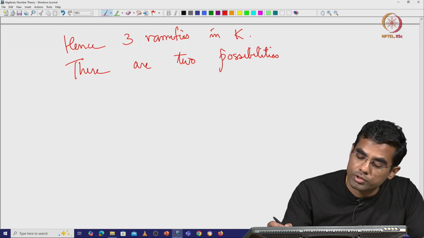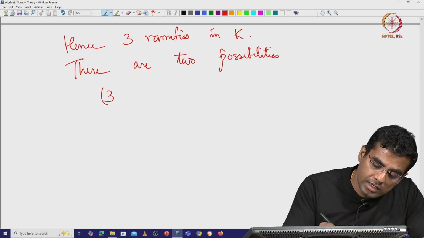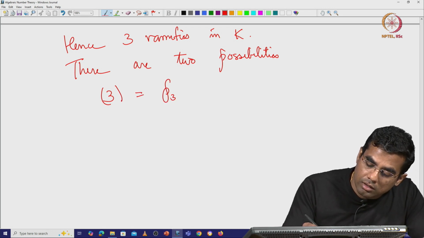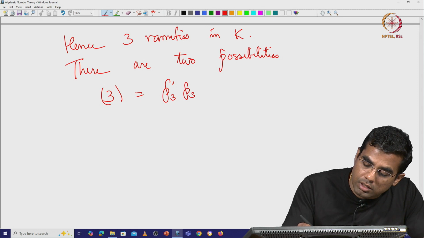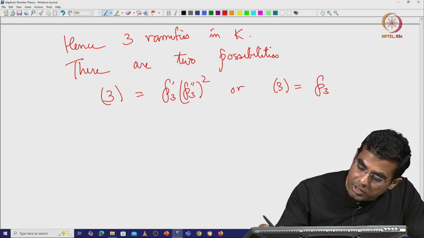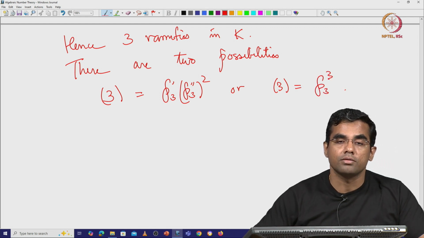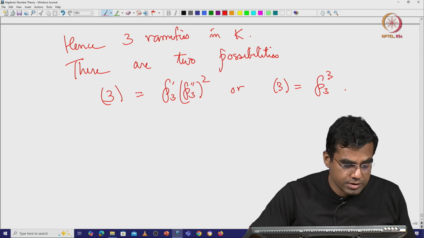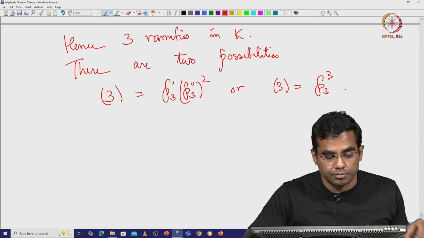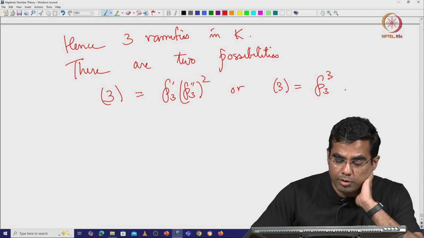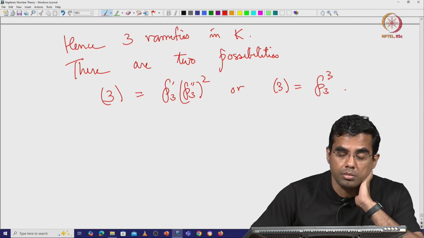And what are the two possibilities? The ideal generated by 3 is P3 prime P3 double prime squared, or it is P3 cubed, right. So, we have to take into account these two possibilities, right, and see what happens. So, this takes a little bit of work. Maybe we will finish this next time.